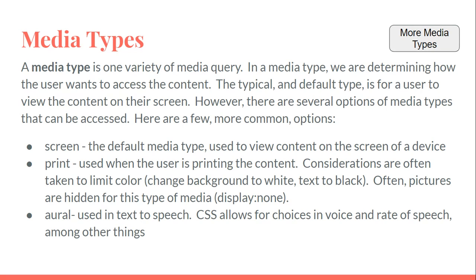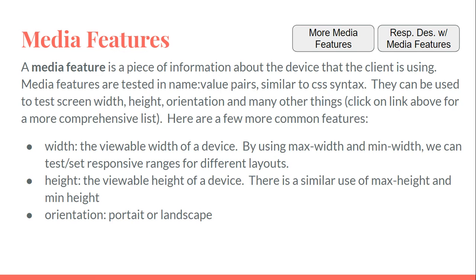There are styles in CSS that started in CSS2 where we can allow for voice choices, rate of speech, those kinds of things for text to speech and screen reader programs. We're going to mostly be using screen and print in this course, and there's certainly many others. You can find out more about them by going to more media types. We're going to focus on screen and print, but I bring in oral just because I think it's an interesting example of another type of media type.